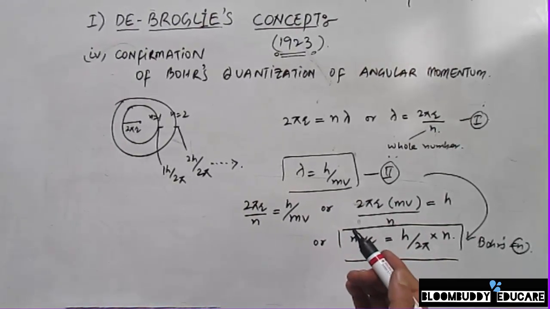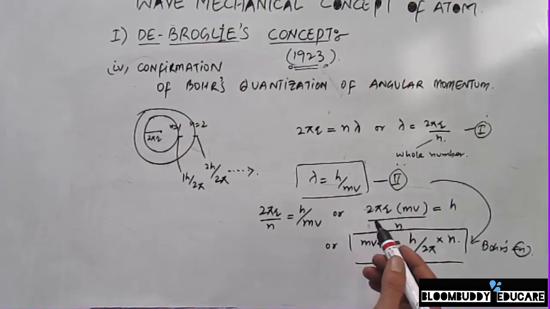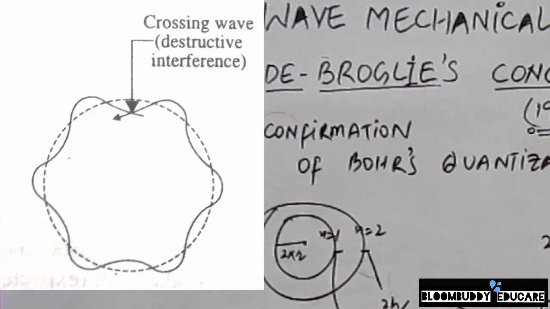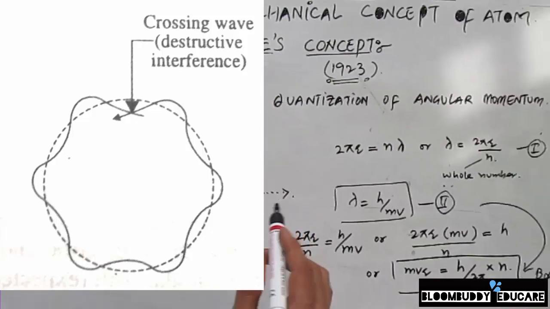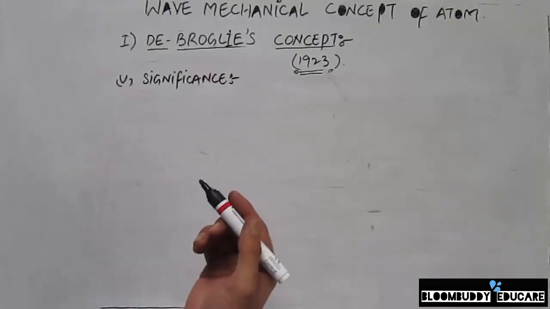If the circumference of the Bohr's orbit, that is 2 pi r, is bigger or smaller than n lambda, the electron wave is said to be out of phase, as shown in the top left corner, and hence the electron wave will not extend round the nucleus in circular orbits and ultimately will come out of the Bohr's orbit. That is, there will be destructive interference of the waves, and that will lead to the formation of radiation in the form of energy. I think that pretty much covers the confirmation of Bohr's quantization of angular momentum by using de Broglie's concept.